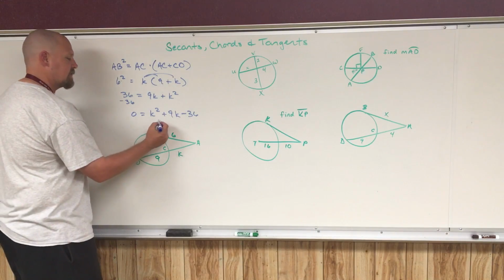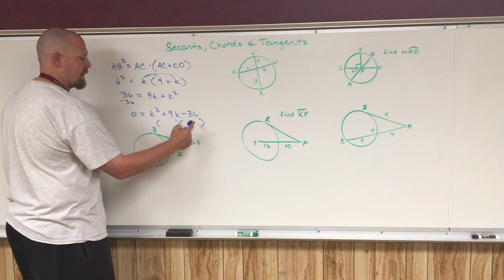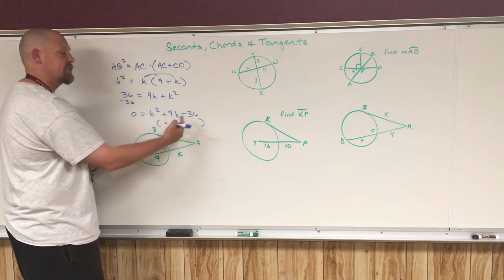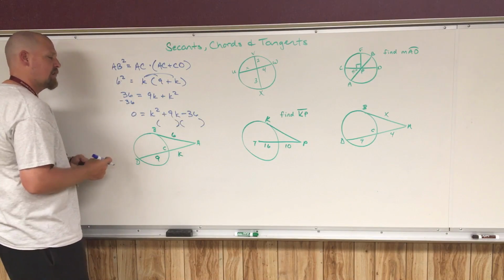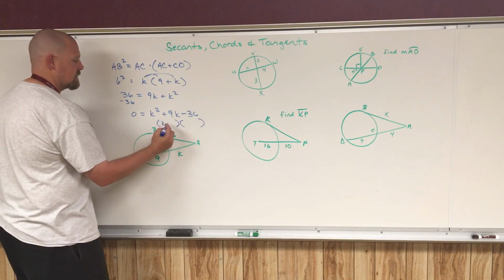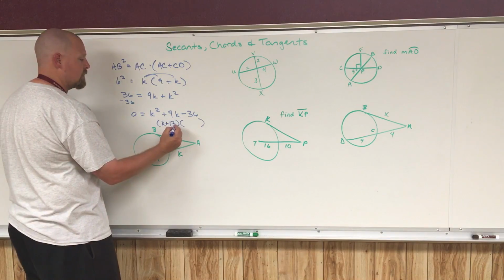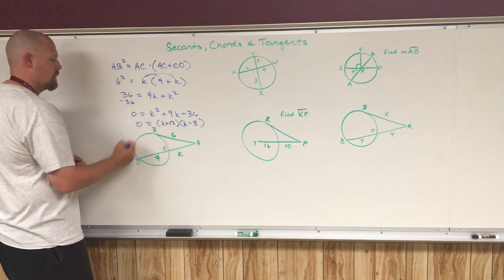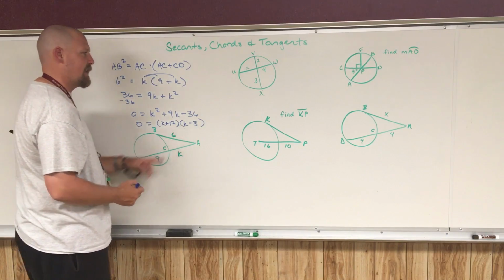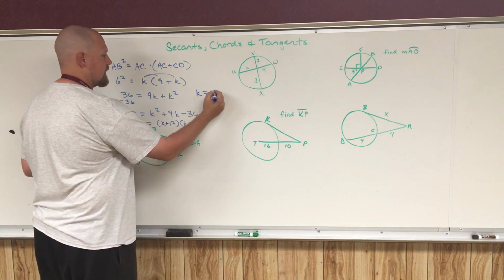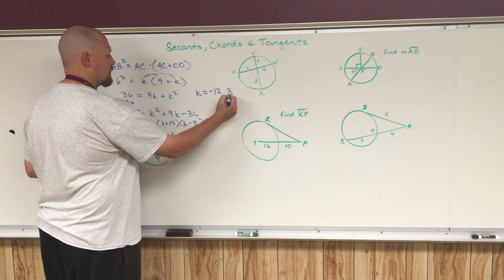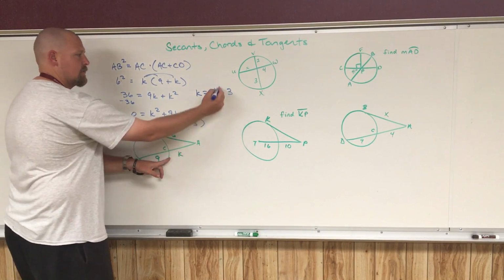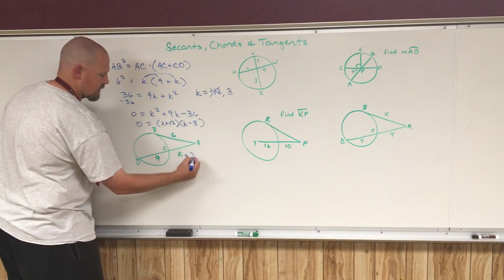So when we factor this, we take the factors of 36 that add together to give you 9. In this case, the factors of negative 36 that subtract and give you 9. And that is a positive 12 and a negative 3. So whenever I set each of these factors equal to 0, I get K equals negative 12 and positive 3. Well, K cannot be negative because distance cannot be negative. So that means here that K is equal to 3.